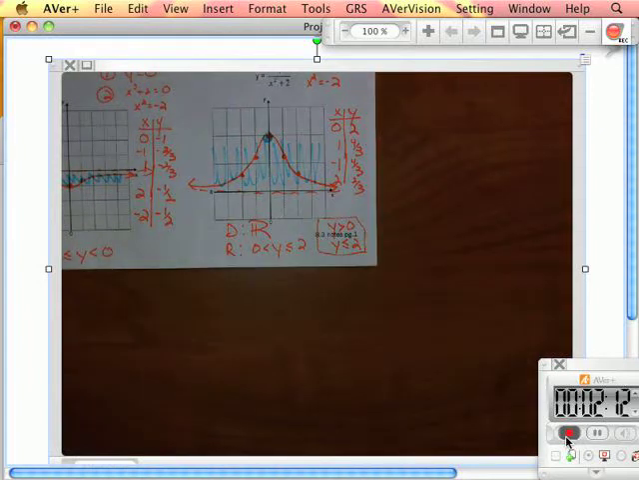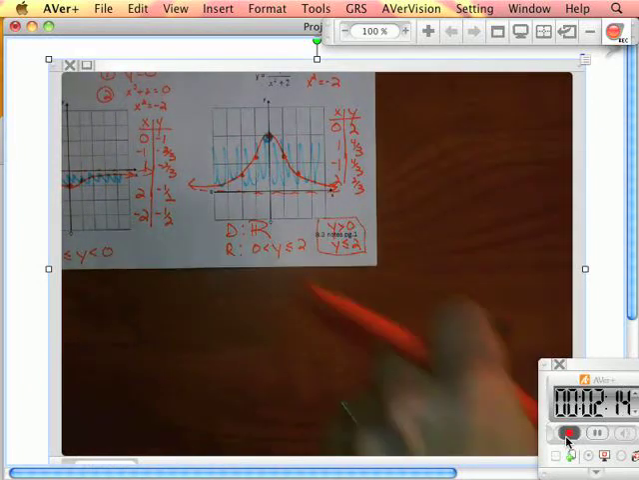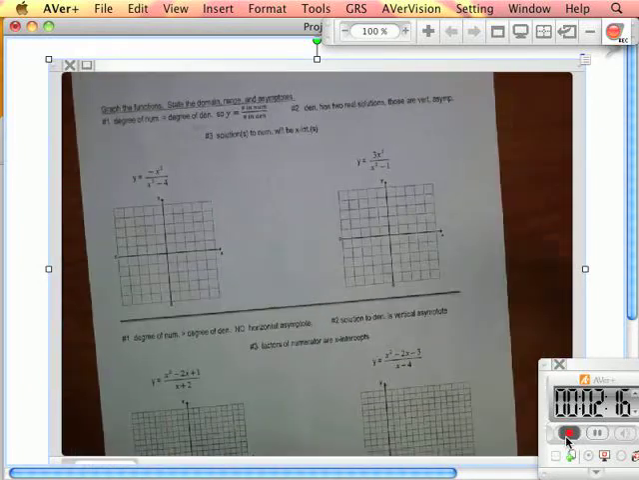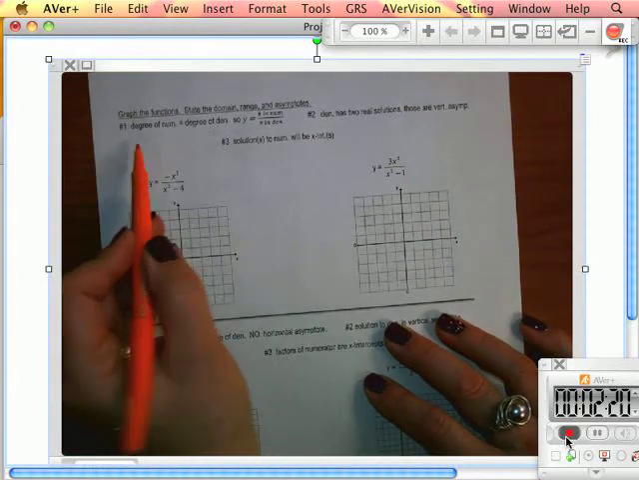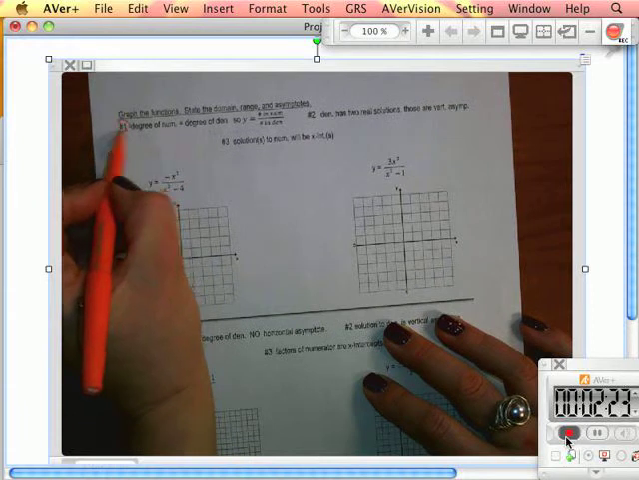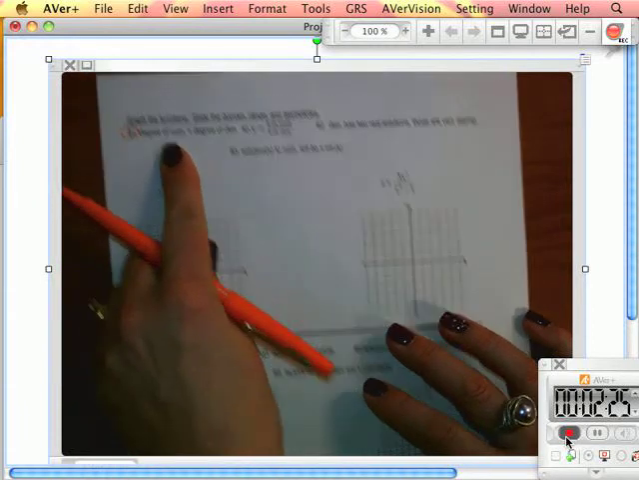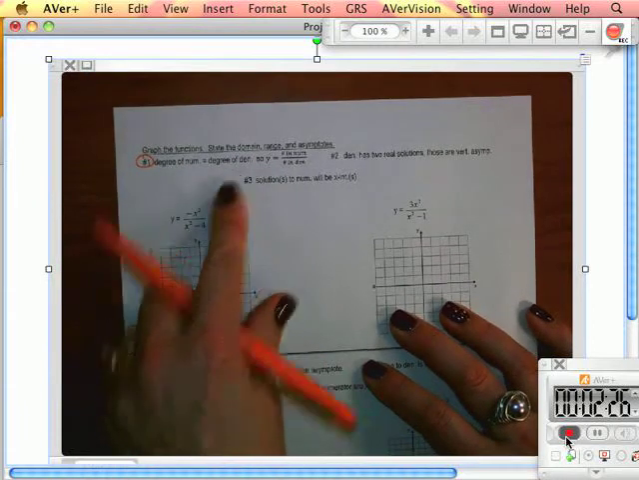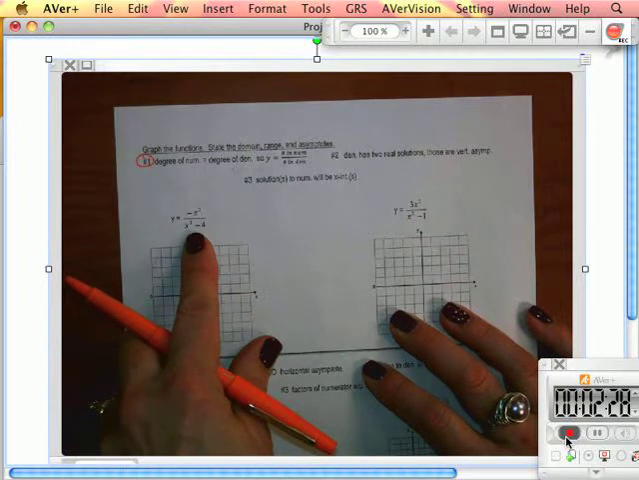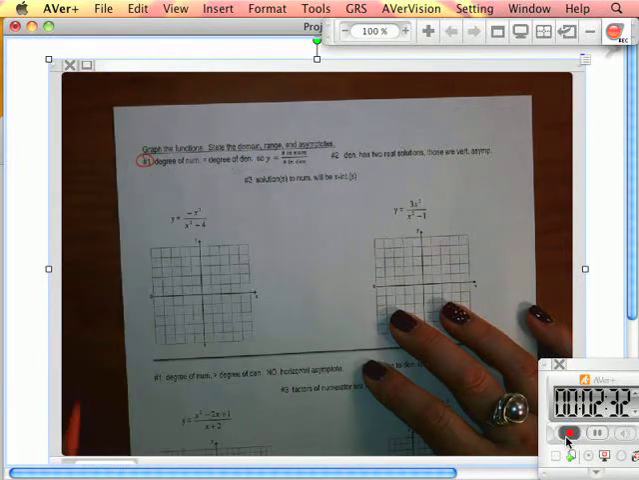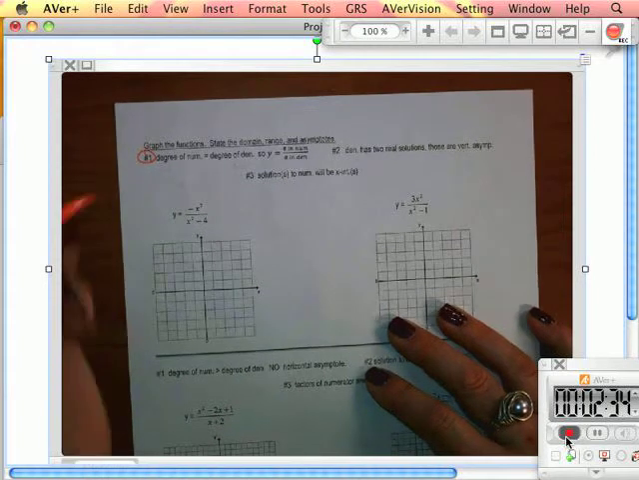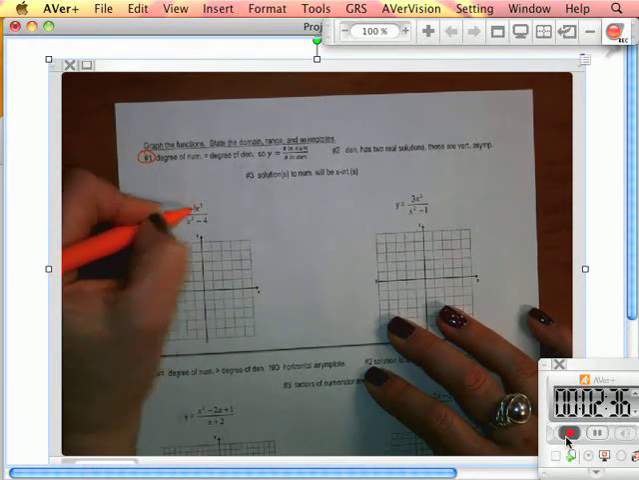That's the first form. We got 2 others to look at. Okay. Graph the function, state the domain and range and asymptotes. Number 1. If the degree of the numerator is equal to the degree of the denominator, like right here, then y is the number in the numerator divided by the number in the denominator, just like we saw yesterday. So this is negative 1 here and 1.